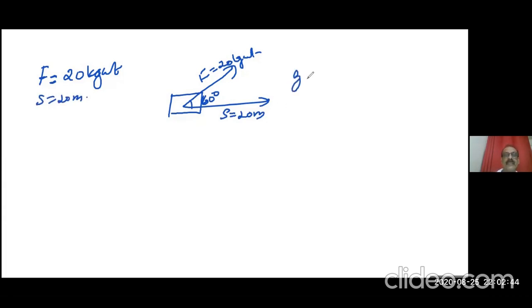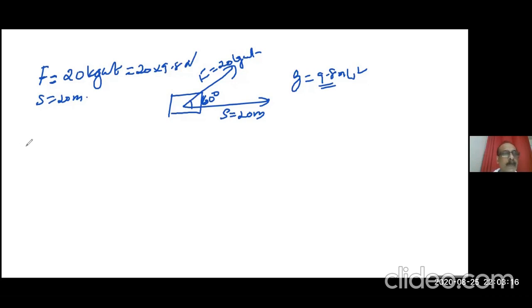G is taken as 9.8 meter per second square. Here the force is given in kilogram weight. Usually force is given in Newton. If it's given in kilogram weight, you have to convert it to Newton. 1 kilogram weight means the force acting on a 1 kilo body, that means 9.8. Here it is 20 kilogram weight, so you have to write 20 into 9.8, that much Newton.